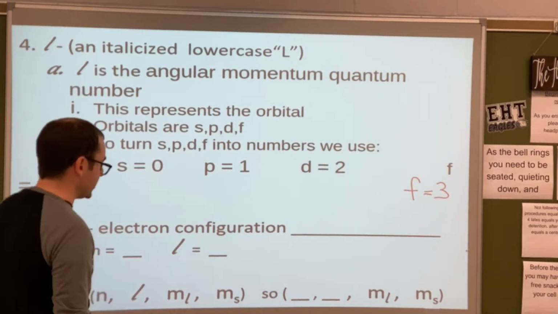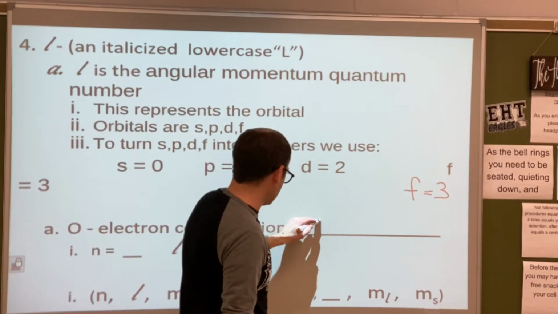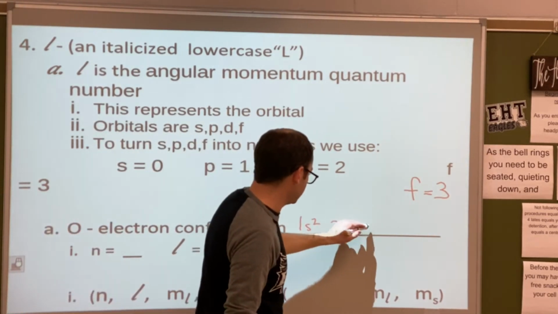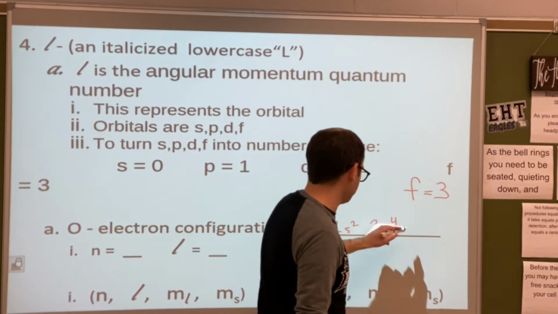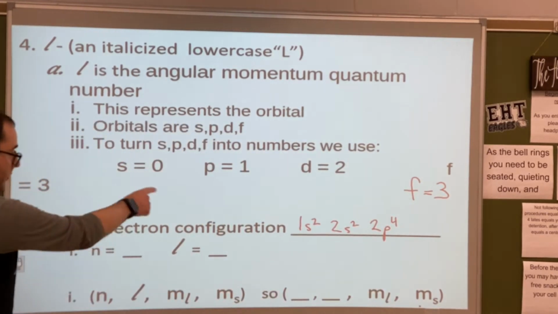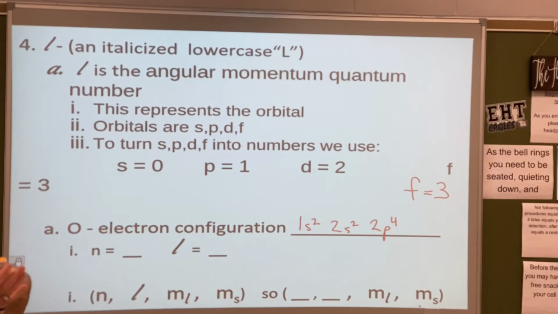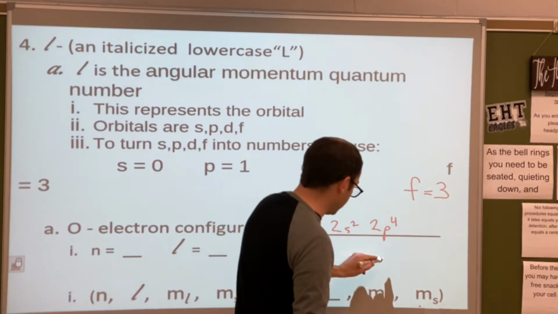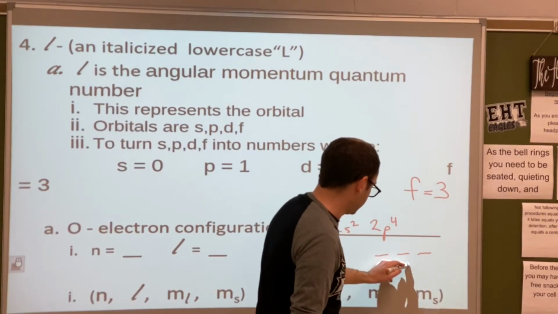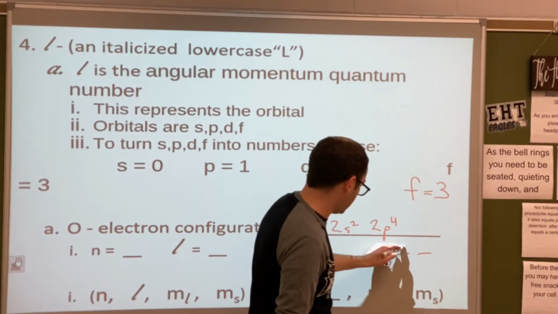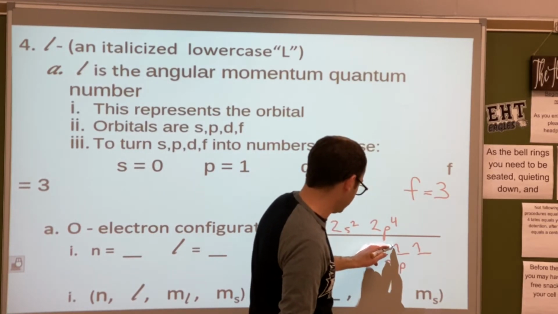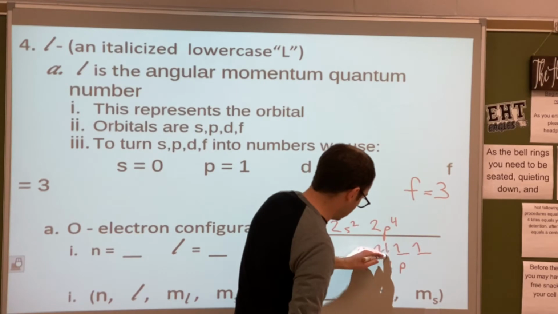So O's electron configuration: 1s2, 2s2, 2p4. Right? Okay. Which of the last arrow that we drew? So we have to look at the orbital diagram. Here's our 2p. Right. Up, up, up, down. Oops, that down one's over here.